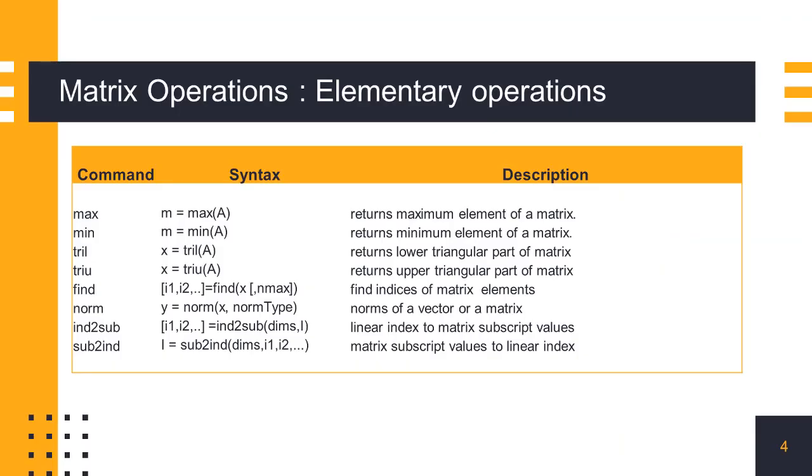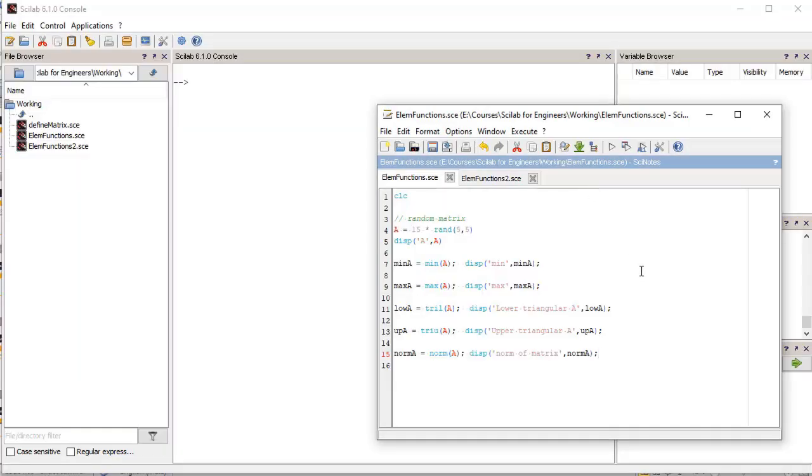Here, we list some elementary functions which we can use on a matrix. Let's see them in Scilab. We define a matrix A using random value generator function. Then using the matrix A, we can find maximum and minimum value in the matrix with min and max functions. Then to get the lower or upper triangular matrix, we use tril or triu functions.